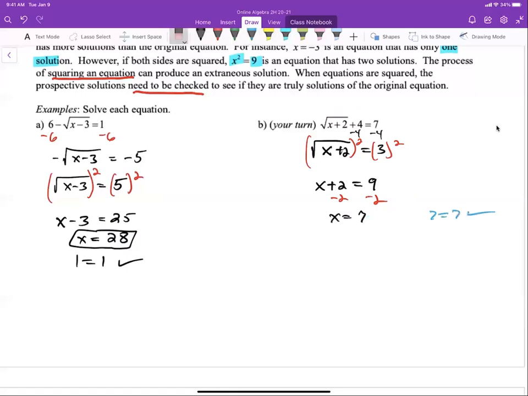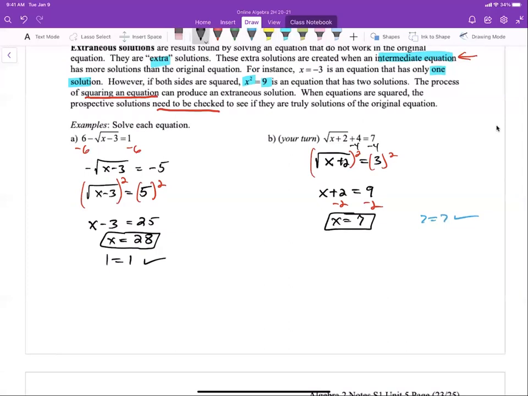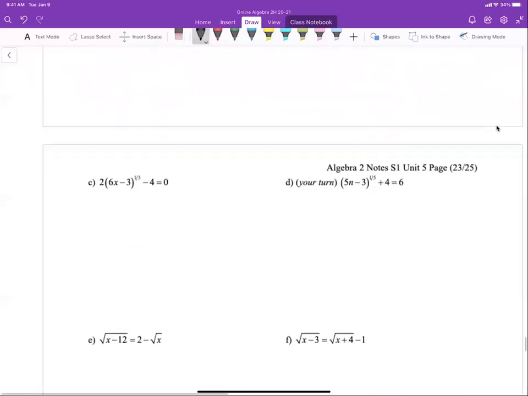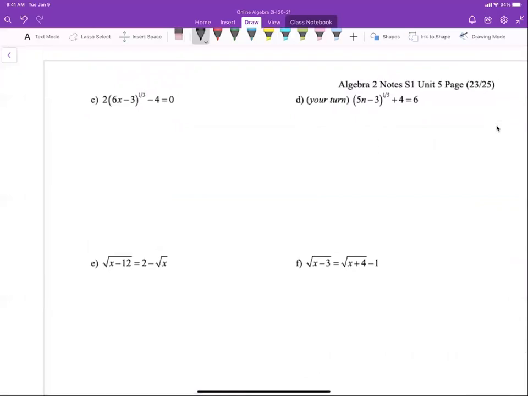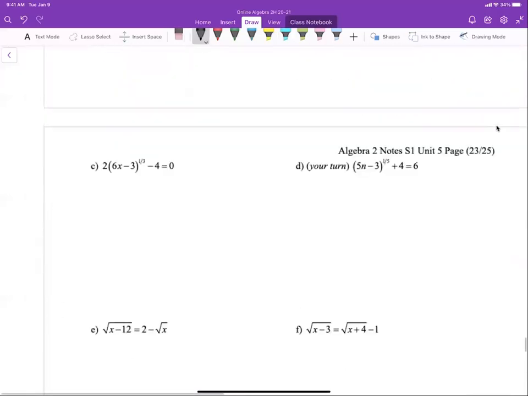You don't have to show that, but you definitely need to check it yourself, because otherwise you would have to write no solution. And we'll work one together that has that happen. So back up there, x is equal to 7 is your answer.